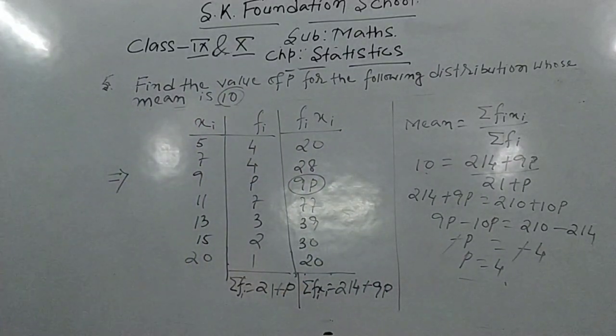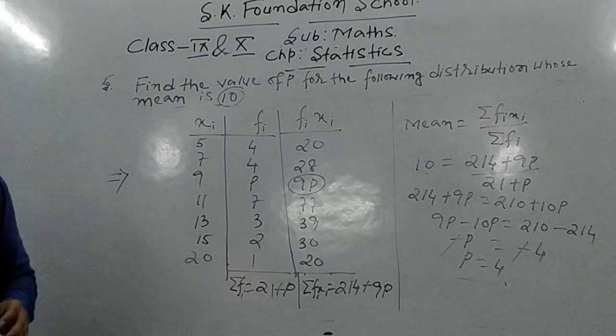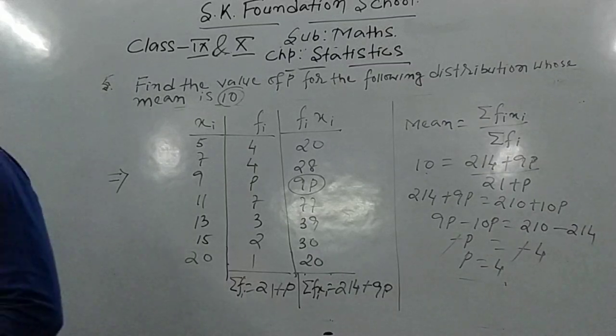So in the first type we find the value of the mean. This is called the direct method, and we have two other methods: one is standard deviation and another is step deviation. In our next class, we are going to discuss step deviation.